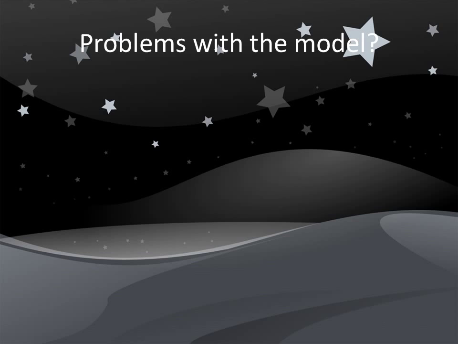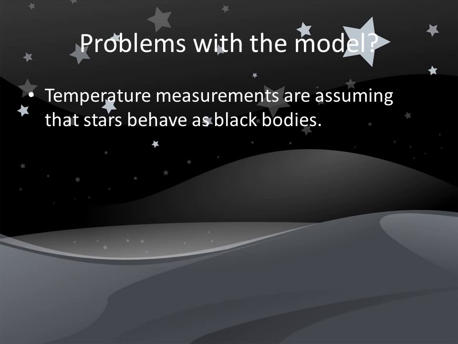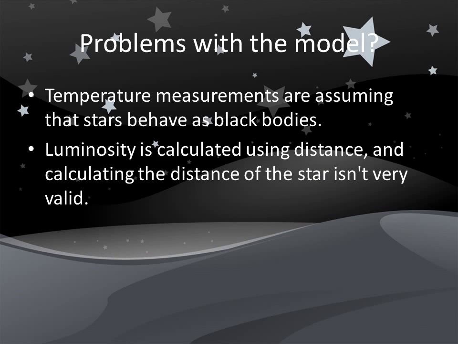Now, nothing is perfect, so there are problems with the model. The main problems with the model lie behind taking the actual results. So temperature measurements assume that the bodies behave as black bodies, which we know is not the case. We know that the temperature of stars fluctuates, but it's the only way we can have a stable enough measurement to use. Also, the biggest problem comes from luminosity, as luminosity is calculated using distance, and calculating the distance of the star isn't very valid.